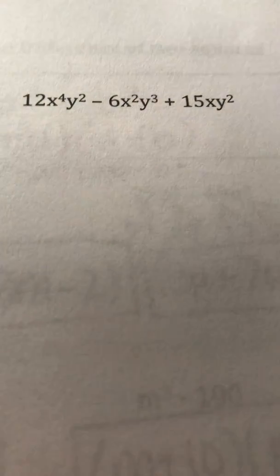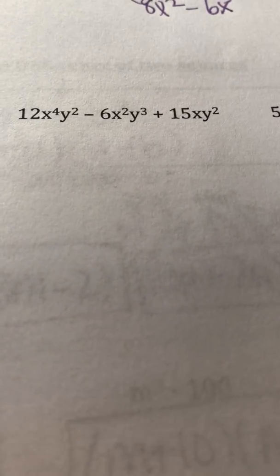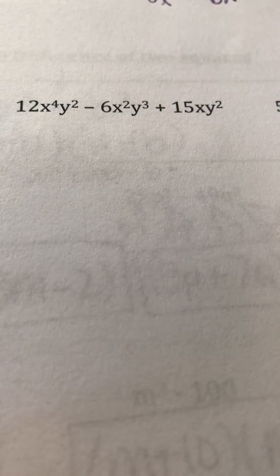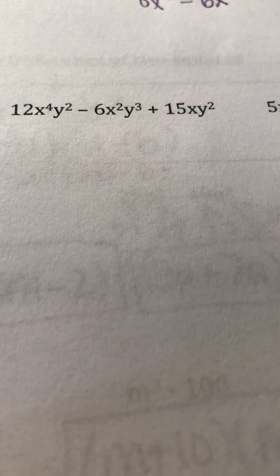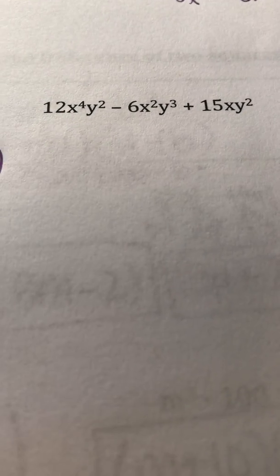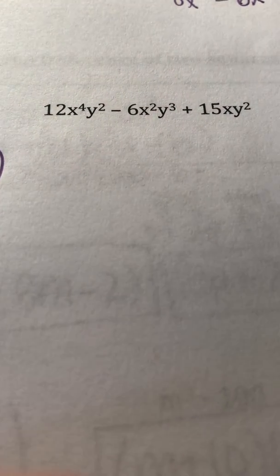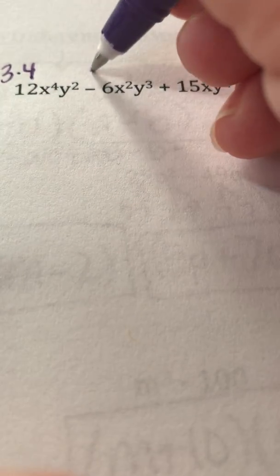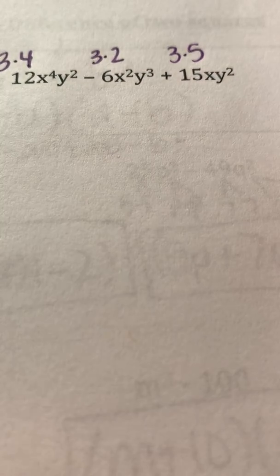Now, this one looks quite messy. Here we have a polynomial in two variables. We have the variables x and y, but we still want to think about it the same way. We just have to factor out the largest coefficient that they share and the largest variable raised to the largest degree. So I'm looking at 12, 6, and 15, and I know that all of them have a factor of 3. This is 3 times 4, this is 3 times 2, this is 3 times 5. So that means that I can factor this 3 out of each of these.